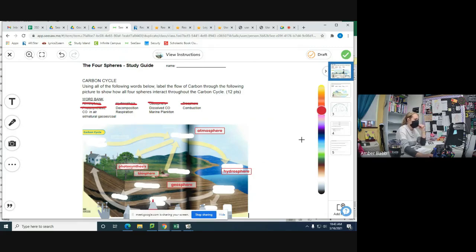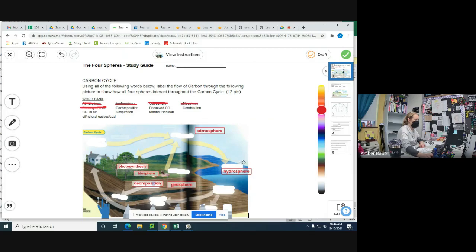What about decomposition? Where does decomposition happen? What is decomposition? It is the process in which dead organisms are broken down and they go into the soil. So that is going to go right underneath where our biosphere life is, and they're going to decompose at some point and go down into the ground. So decomposition goes in that little spot underneath the deer, underground. I spelled it wrong. Don't judge me.